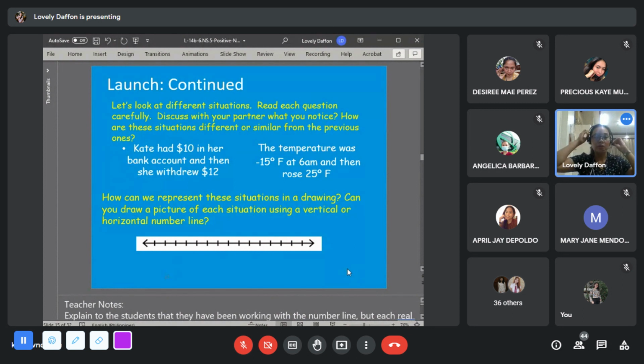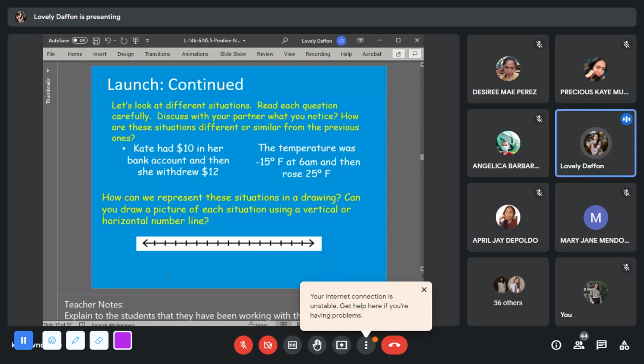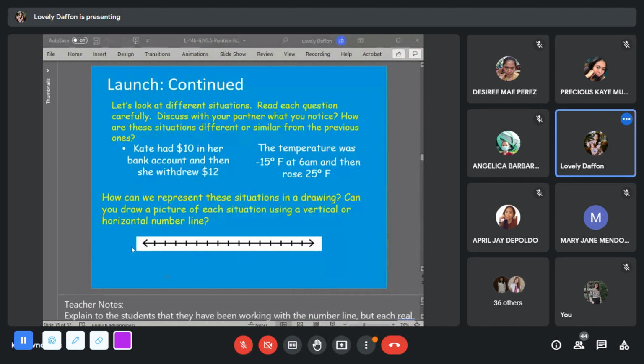Okay, sige. Going back, we have here an example. This is actually a continuation of which we are already applying the operations, like for example, the mathematics, the addition and subtraction.